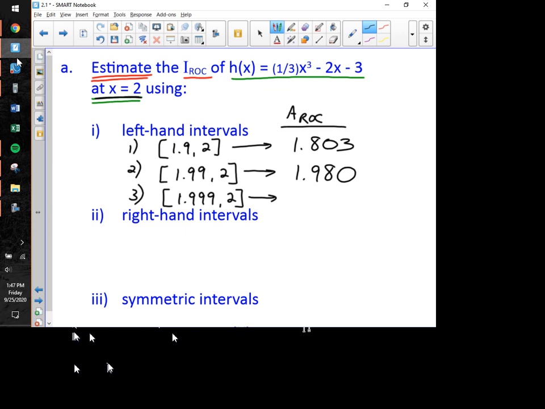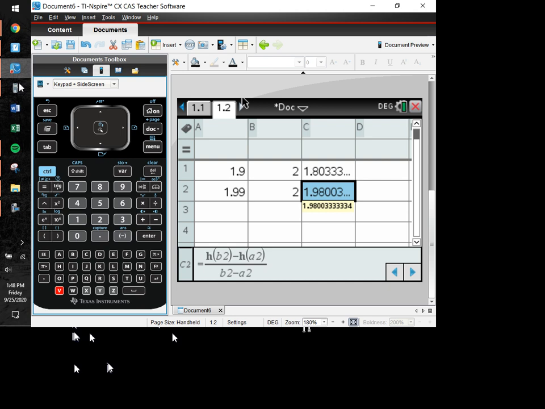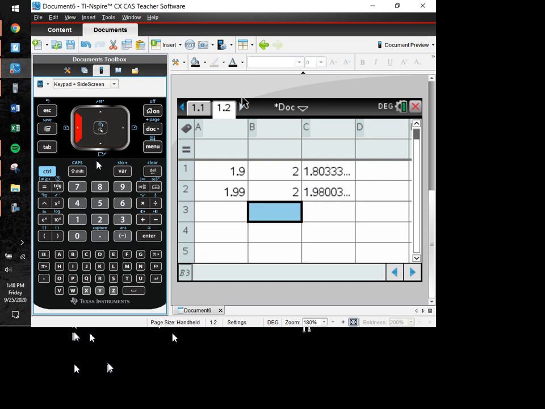So you can see now, comparing our answer from our interval in number 1 to our interval in number 2, as our interval got significantly smaller, our average rate of change changed a decent amount, from 1.803 into 1.980. Let's go ahead and do it one more time. I think you are now starting to realize that this really isn't going to be a whole lot more difficult to keep going further.